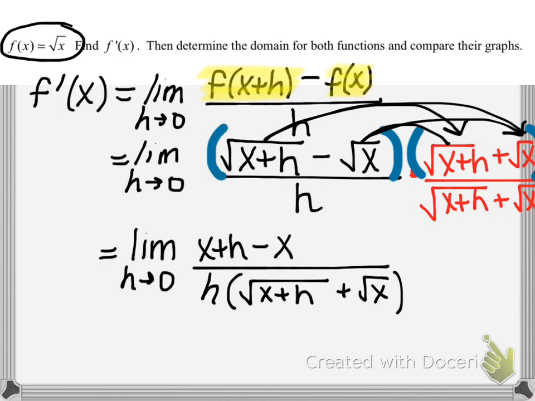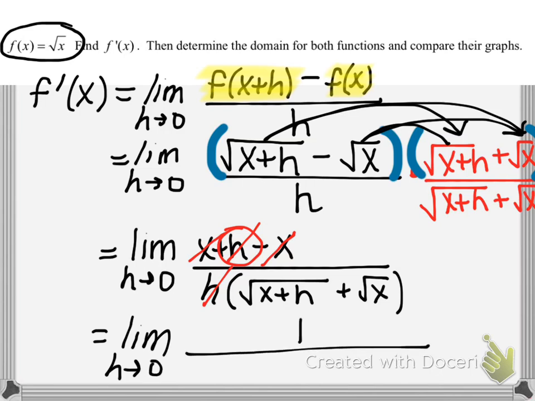So now we'll simplify. We see that our x's are going to subtract out. That'll leave this h in the numerator, which will then divide out with the h that we have in the denominator. So that's going to leave us with the limit as h approaches 0. We now have 1 in the numerator and the square root of x plus h plus the square root of x in the denominator.